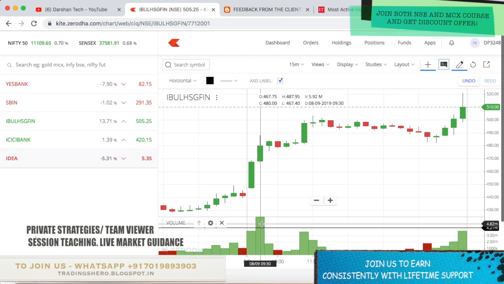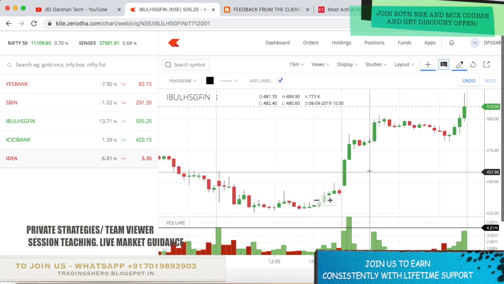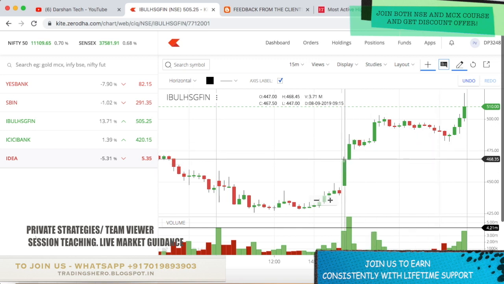So buyers came in and broke the volume of previous days, and then as you can see the stock went all the way up. Okay, so it opened at 447 and made a high of 520.90 on the same day. So this is how the movement happens when the previous day volumes break out. So the volume is very important in intraday trading.